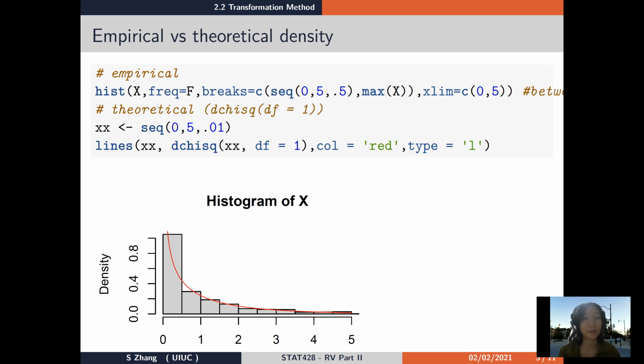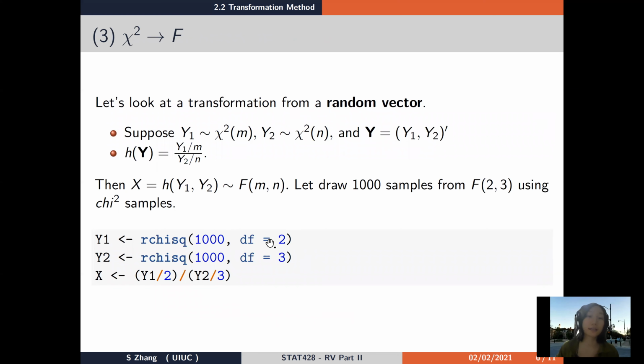Okay, so the 2 examples we have seen so far are the case where the original variable, or the variable we sampled from, the y's in the slides, actually is a univariate random variable. Let's now see a third example, where the transformation is from a random vector. This is the transformation from chi-square to the F distribution. Let's suppose that our y, which is the one we want to sample from, is a random vector with 2 random variables. y1 follows the chi-square distribution with m degrees of freedom, and y2 follows the chi-square distribution with n degrees of freedom. In this case, bold y is the vector of y1 and y2.